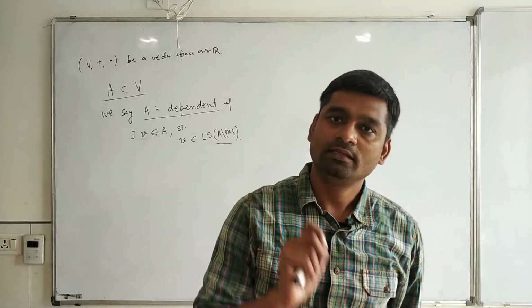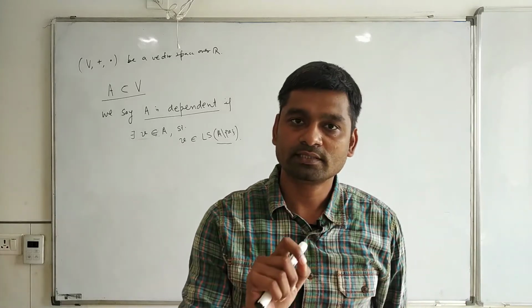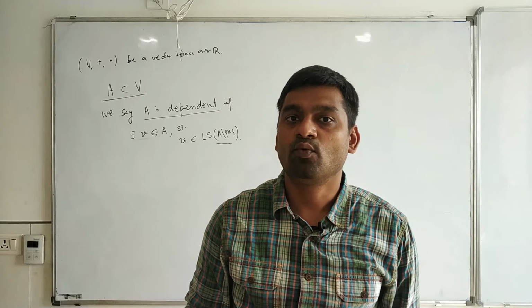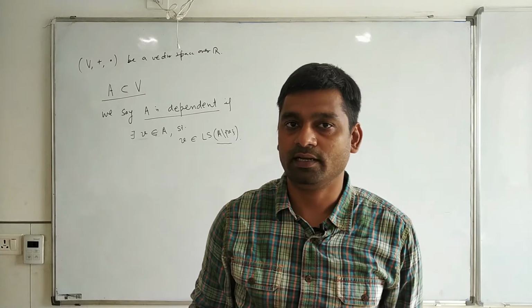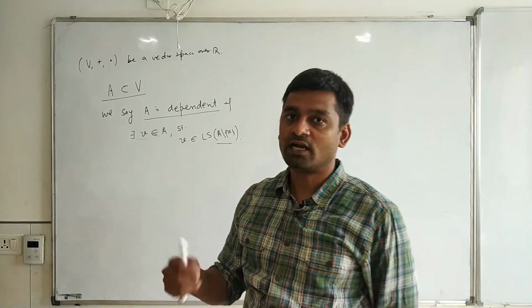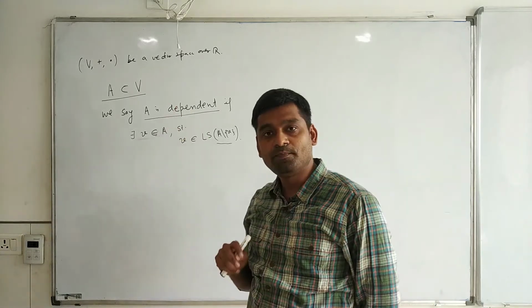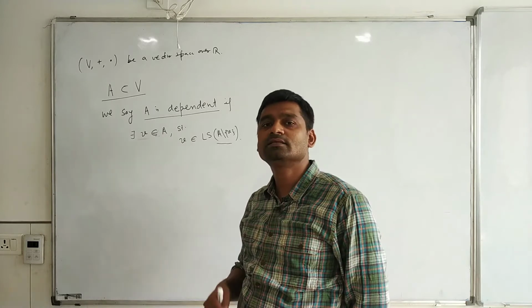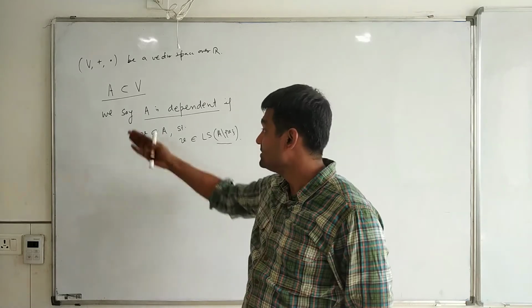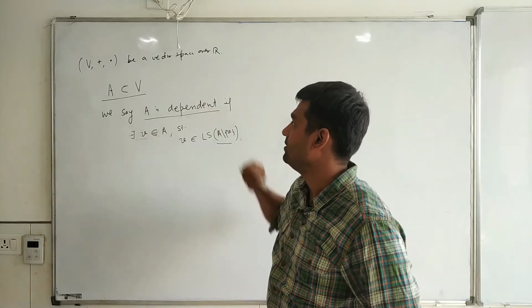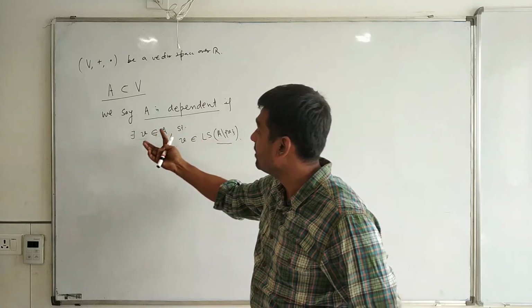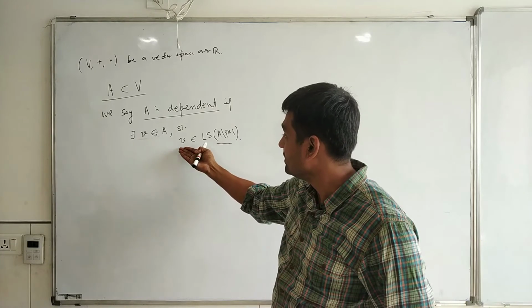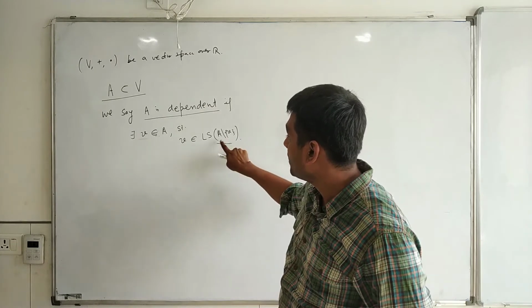Hello everyone, in this video we will be learning when a subset of a given vector space is dependent and what it means for something to be not dependent. We start from a vector space (V, +, ·) over R, and A is a subset of V. We say that A is dependent if there is an element in A which can be written as a linear combination of other elements in A.